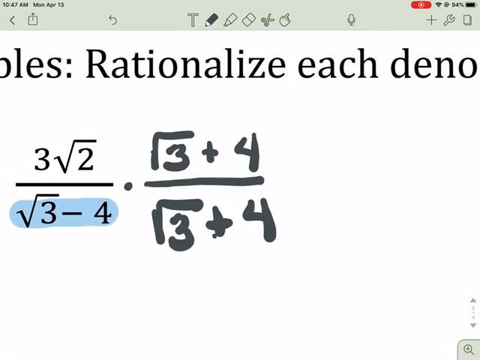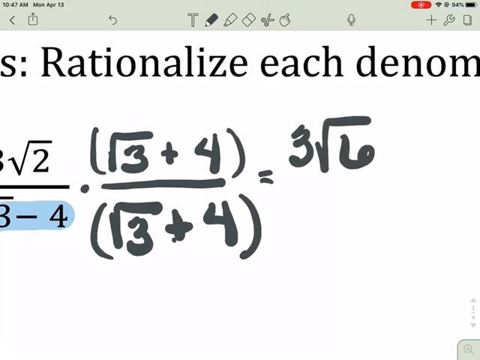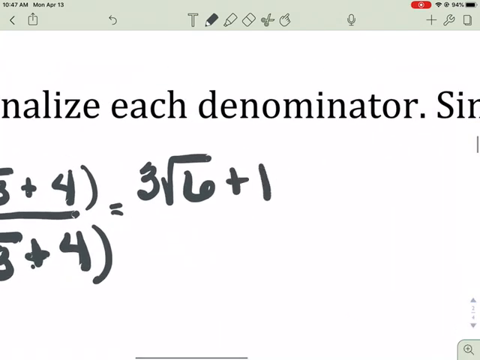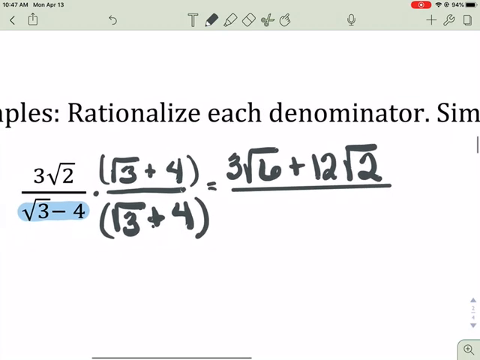So in this problem, we're going to distribute the 3 square roots of 2 in the numerator. So let's multiply that. So we're going to get 3 square roots of 6 because we can multiply the square root of 2 and the square root of 3, plus 12 square roots of 2. Again, you can't multiply the 4 and the 2 because the 4 is an integer and the 2 is irrational. On the denominator, we're going to do split distributive box, or FOIL.